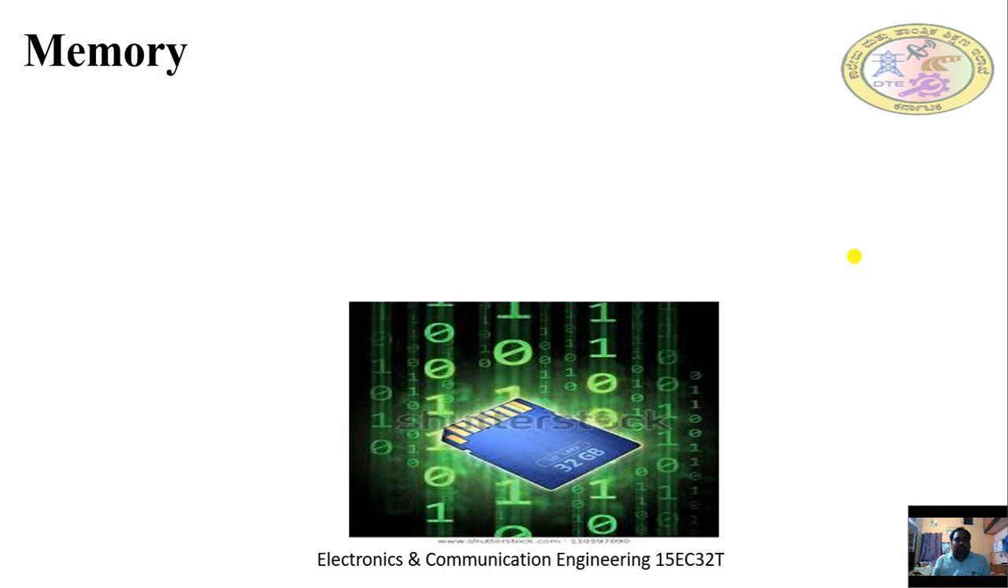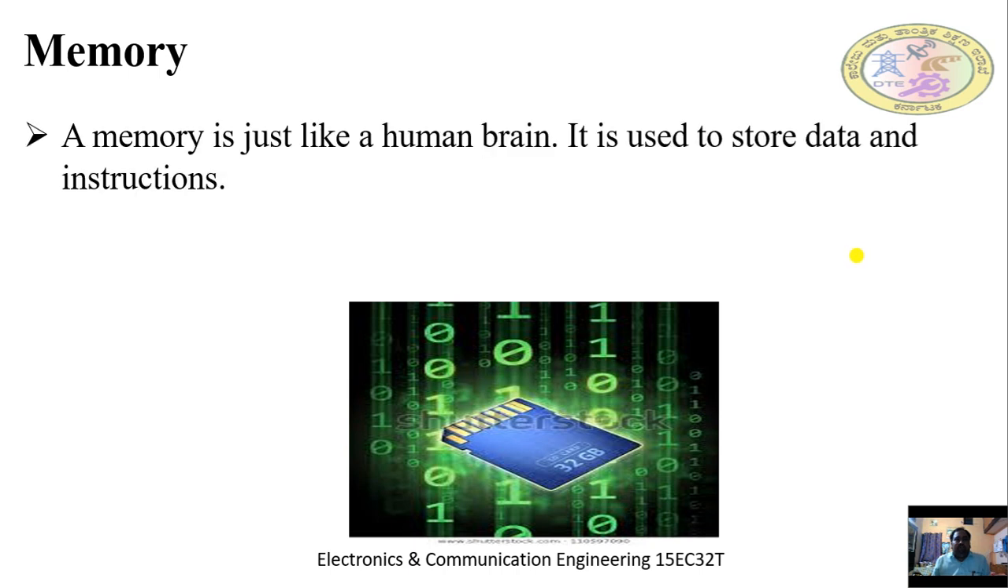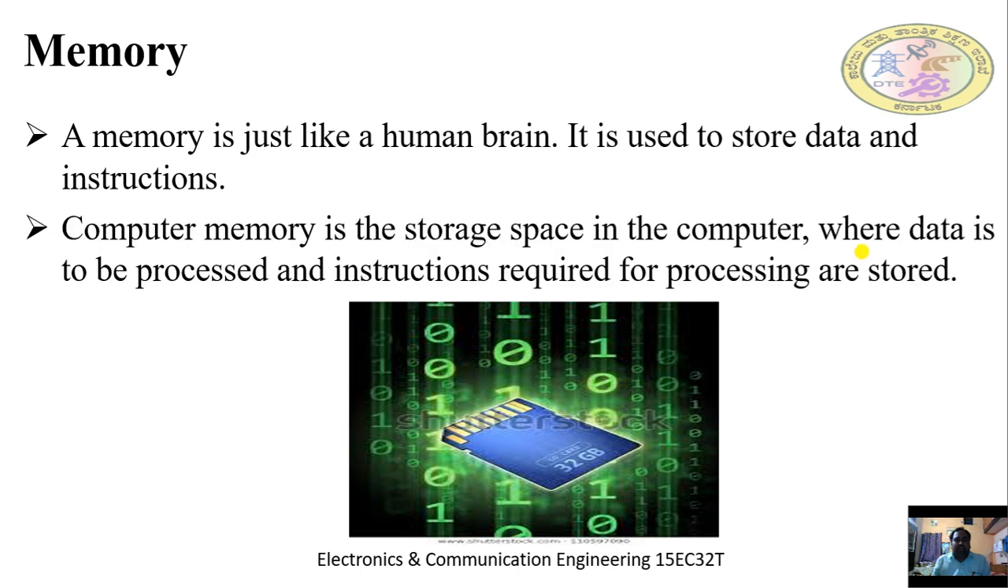What is memory? So memory is just like a human brain. It is used to store data as well as instruction. The computer memory is a storage space in the computer where the data to be processed as well as the instructions required for processing are stored. So this is very analogous to the human brain. As human beings keep the log of an event in their brain, in a similar manner the computer stores the data as well as the instruction logs in its memory.